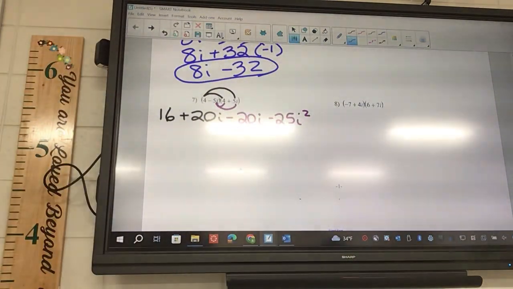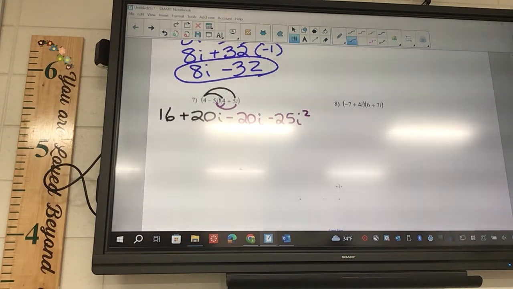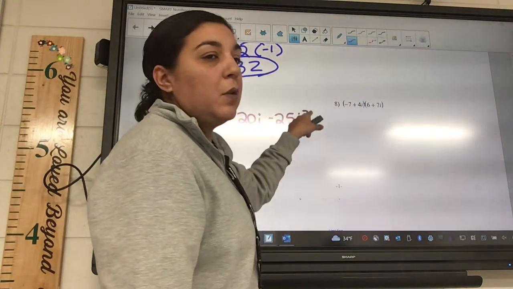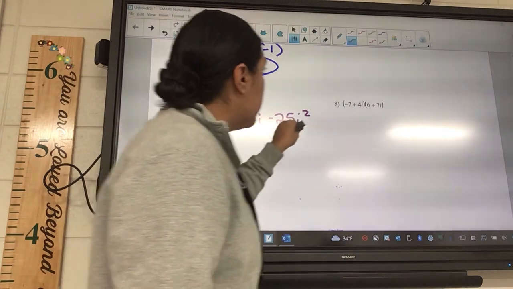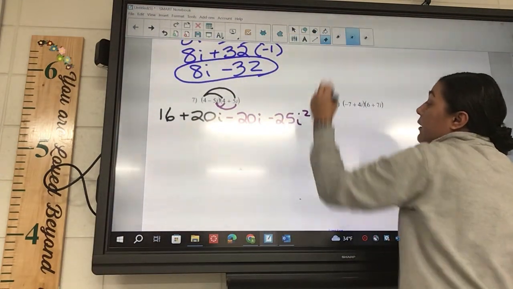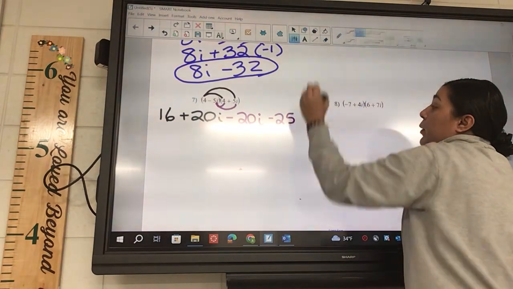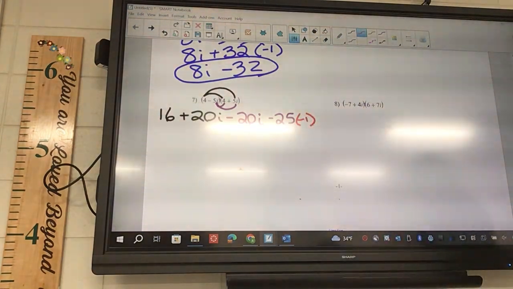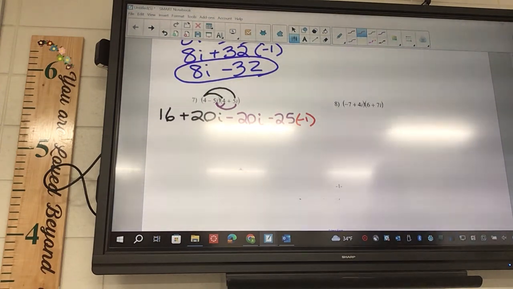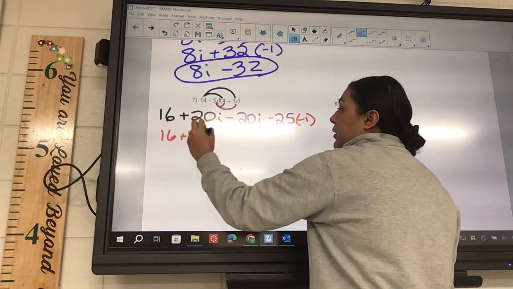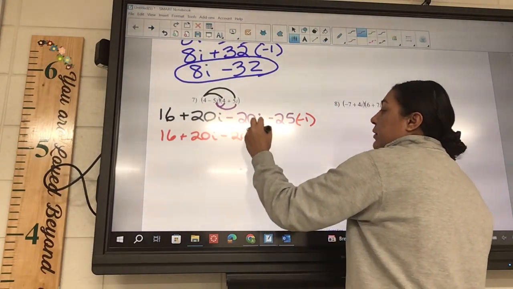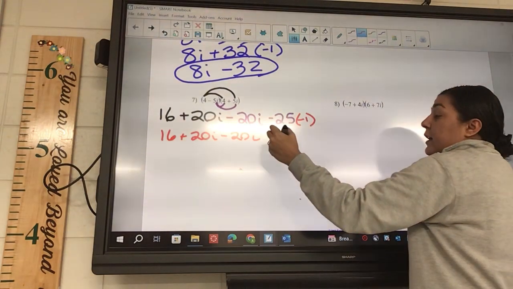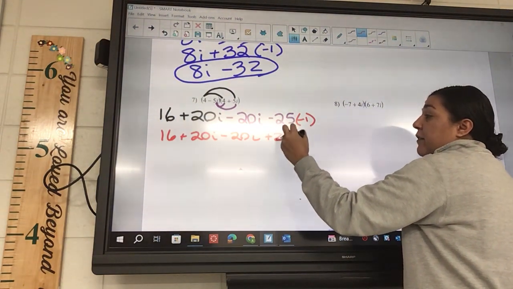Now, what do we do with the i squared? Change it into a negative 1. You can just erase this one if you want to, so you don't have to rewrite the entire line, or you can rewrite the entire line. Really right here, this is going to get erased, and we're going to put a negative 1 instead. Then we need to multiply that. So it's going to look like this: 16 plus 20i minus 20i, everything we're just copying down. Negative 25 times negative 1 is going to be a positive 25.